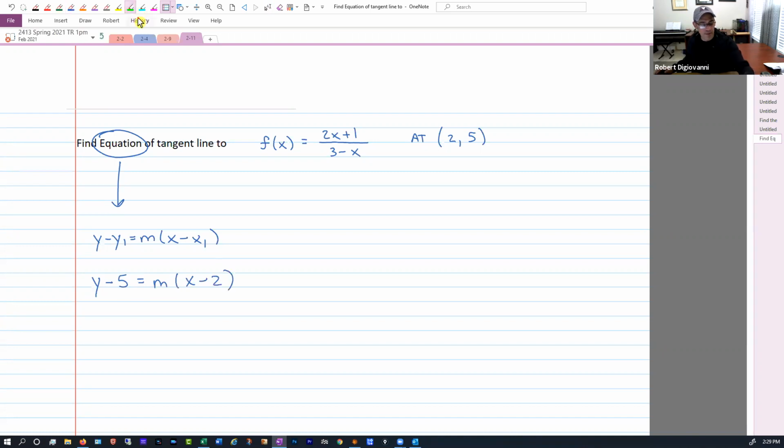The only thing I'm missing is the m, right? I just need the slope of that tangent line. But the slope of the tangent line is going to come from the formula that we've spent most of today trying to come up with, which is this formula.